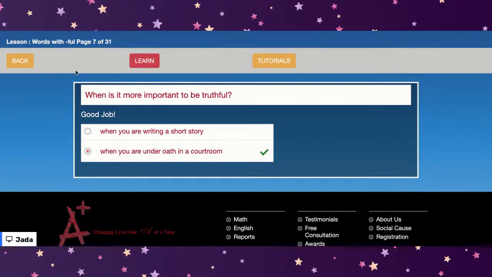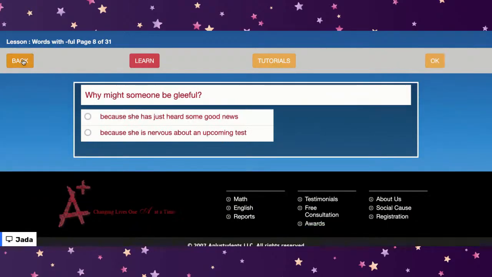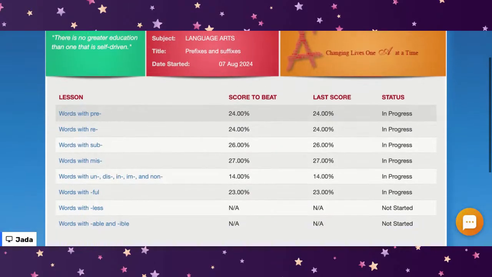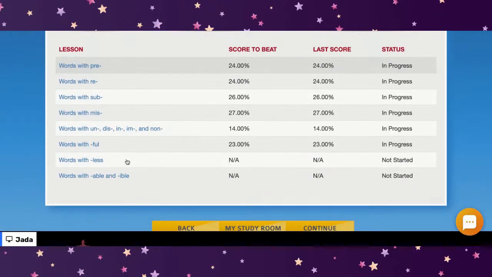All right, so that's it for this one. Make sure that you complete this if you haven't done it yet. We will move on to the words with -less.